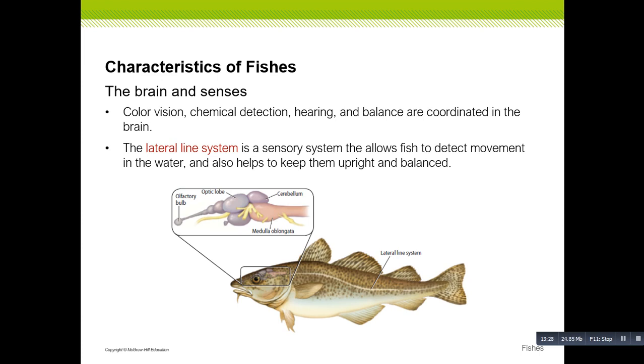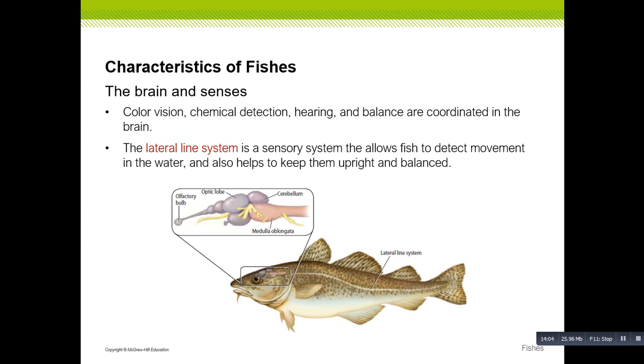And this lateral line system is really important because it's a sensory system. So you and I use our fingers to kind of feel everything around us. The lateral line system does something similar for a fish. It allows the fish to detect movement in the water, and it also helps keep them upright and balanced. So a catfish that lives in the bottom of a really muddy stream still knows which direction is up, partially due to its lateral line system.